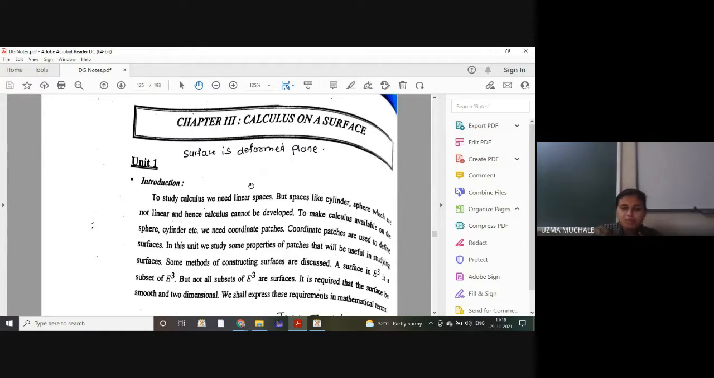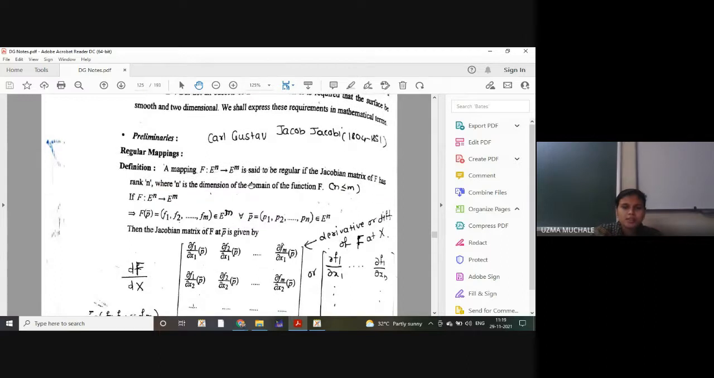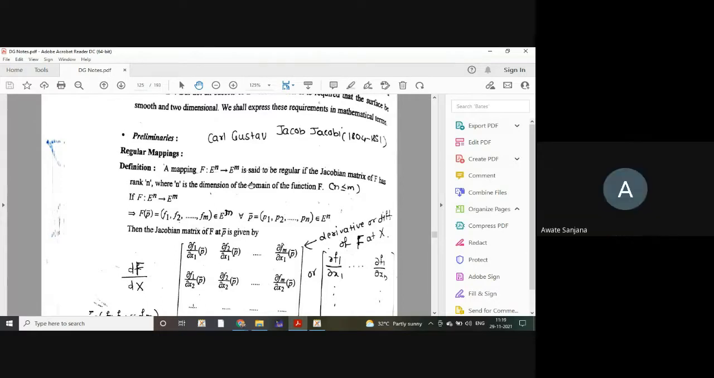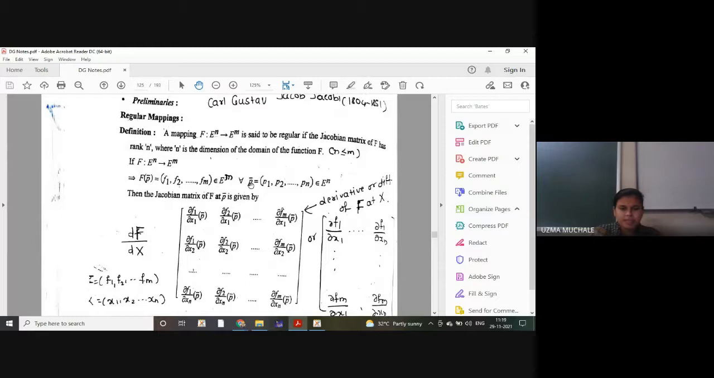So here we are going to study smooth and two-dimensional surfaces. The meaning of smooth and two-dimensional you will come to know later on, that with the help of some definitions we are going to define those terms, that is, what do you mean by smooth and two-dimensional. Here actually it was introduced by the Jacobian matrix. Do you remember the Jacobian matrix? Yes, ma'am. So here first we'll see what a regular mapping is.